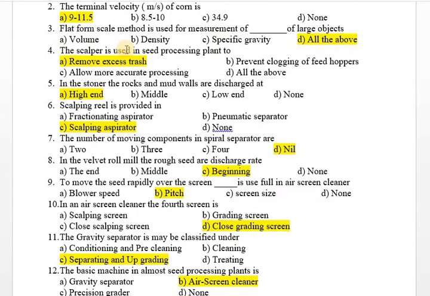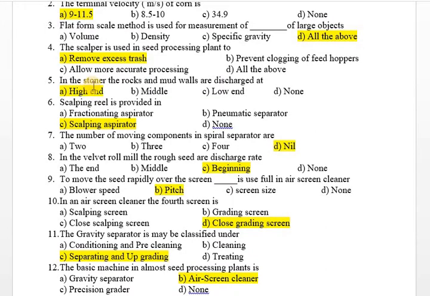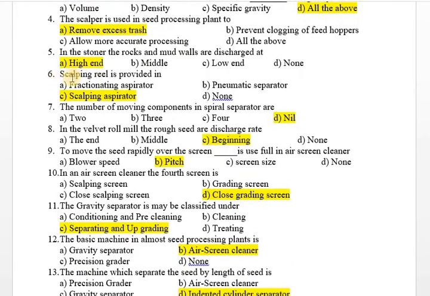Next, the scalper is used in a seed processing plant to remove excess trash. Okay. Next, in the stoner, rocks and mud balls are discharged. These rocks and mud are foreign material. These are discharged at the high end. Next, the scalping reel is provided in the scalping aspirator. Scalping reel is a component in the scalping aspirator.